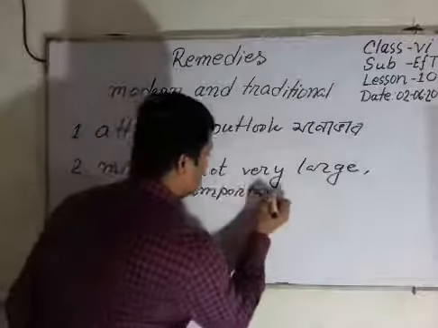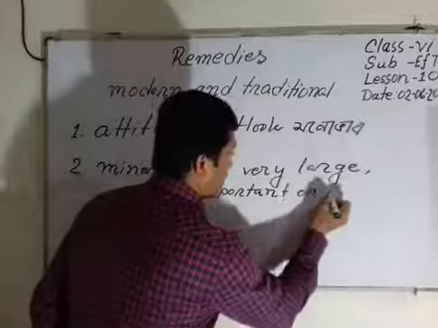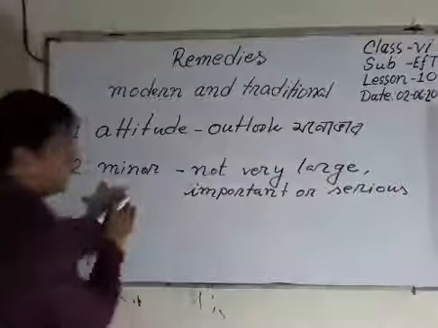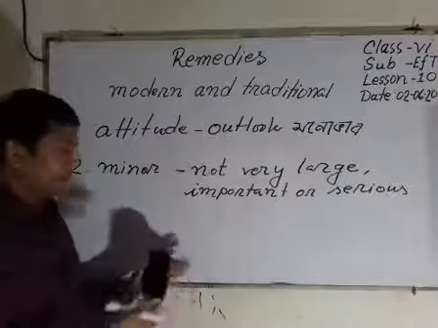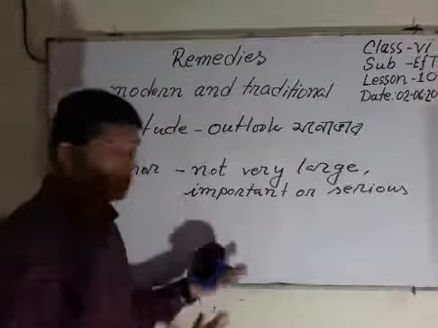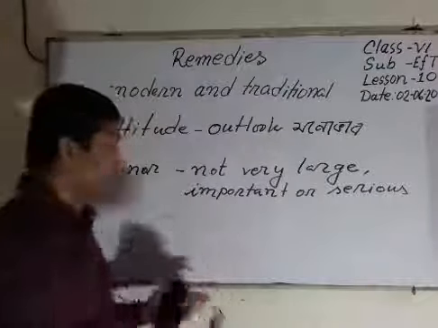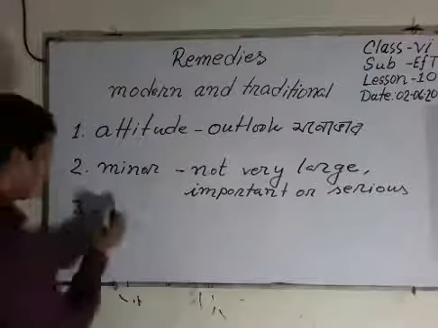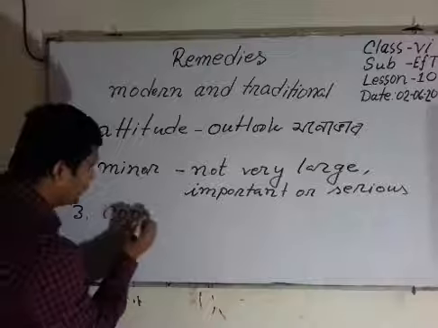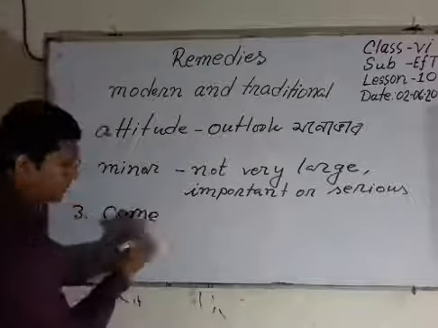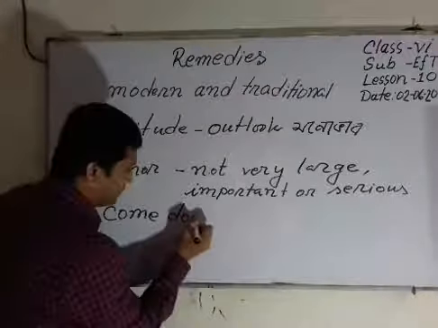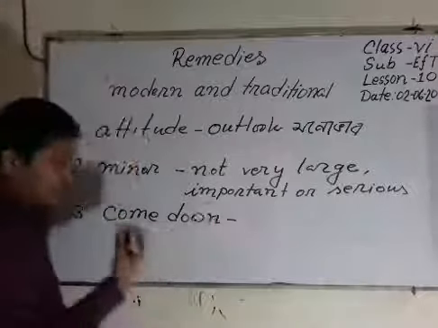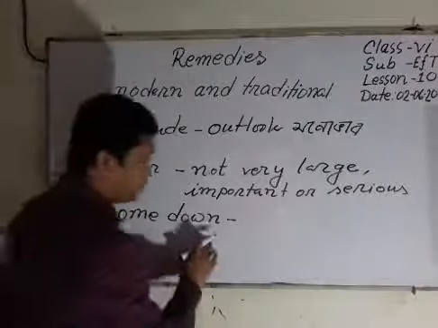Important, okay, or not serious. Okay, minor means not very large, and not very important, or not very serious. It's very simple. And in other words, words come down. You may know the meaning of this come, but when come and down come together, their meaning changes a little bit. So come down means be handed.